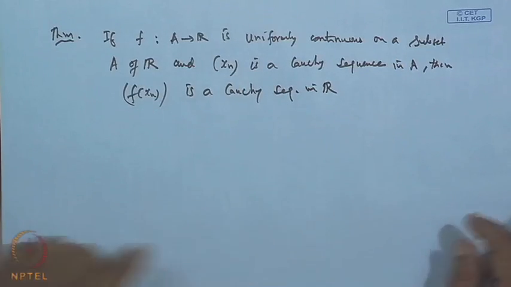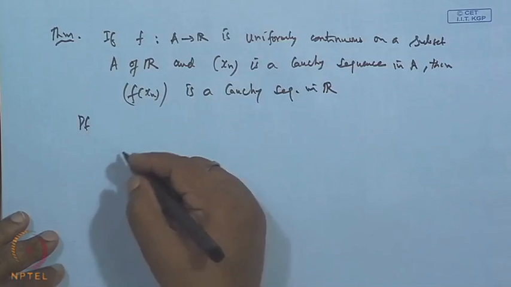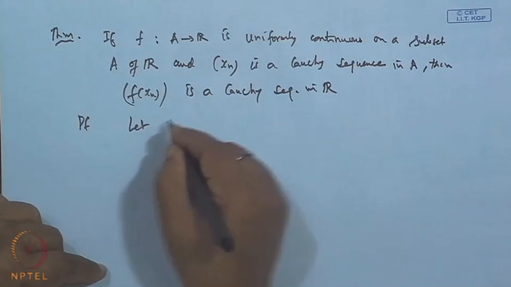The proof is: let x n be a Cauchy sequence.